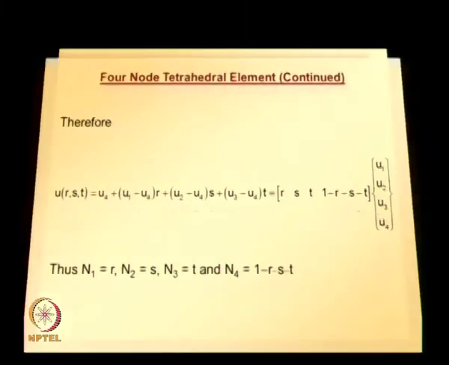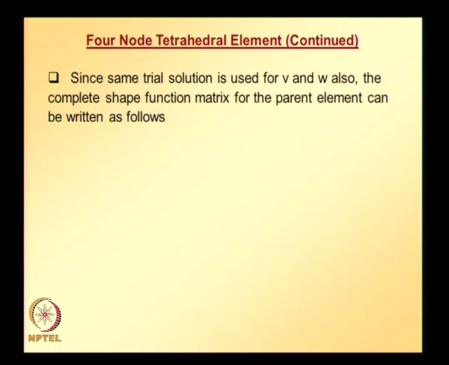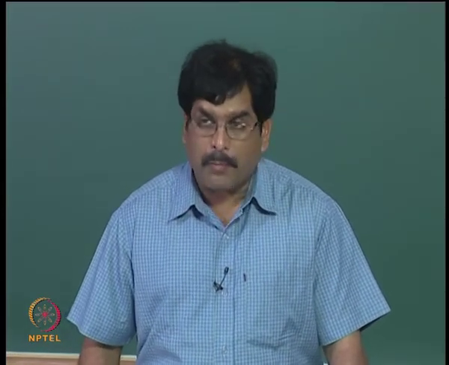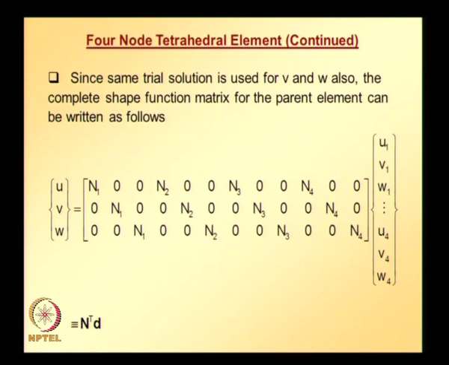So, we can also solve starting with v and w, since the same trial solution is used for u, v and w. Also, the complete shape function matrix for the parent element can be written as follows: u expressed in terms of finite element shape functions, v in terms of finite element shape functions, w expressed in terms of finite element shape functions. Putting together all these things in a matrix and vector form, we can write like this, where N transpose is a matrix comprising of finite element shape functions of all the 4 nodes of this tetrahedral element, and D is the vector consisting of nodal displacements, all the 3 components of displacements at each node for all the 4 nodes.